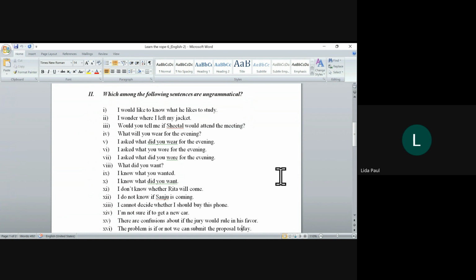There's nothing wrong in that kind of a construction, right? I would like to know what he likes to study. This is a question clause, and it is, in this case, found as the complement or the object of the verb in the sentence, and it's a grammatical construction. Now, there's another name. I don't know if you have paid attention to this.